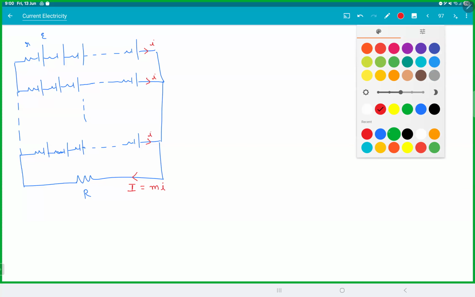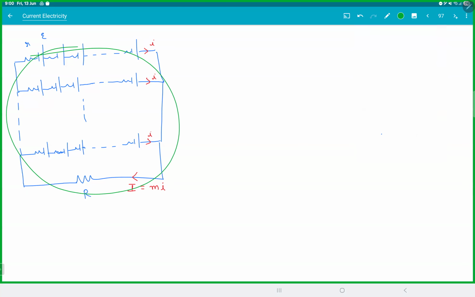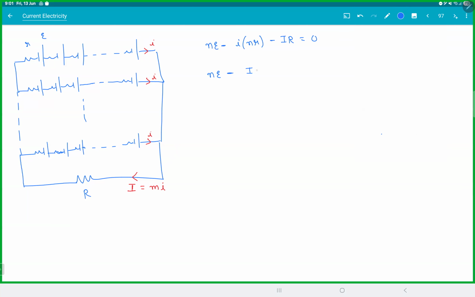Now apply Kirchhoff's loop law through any one branch. You will get NE, the battery EMFs, minus I into nr minus I into capital R is equal to 0. So replace this: this will be NE and this will be I nr by m, minus IR is equal to 0. So we get I is equal to NE by nr by m plus R. This is E by r by small m plus R by N.